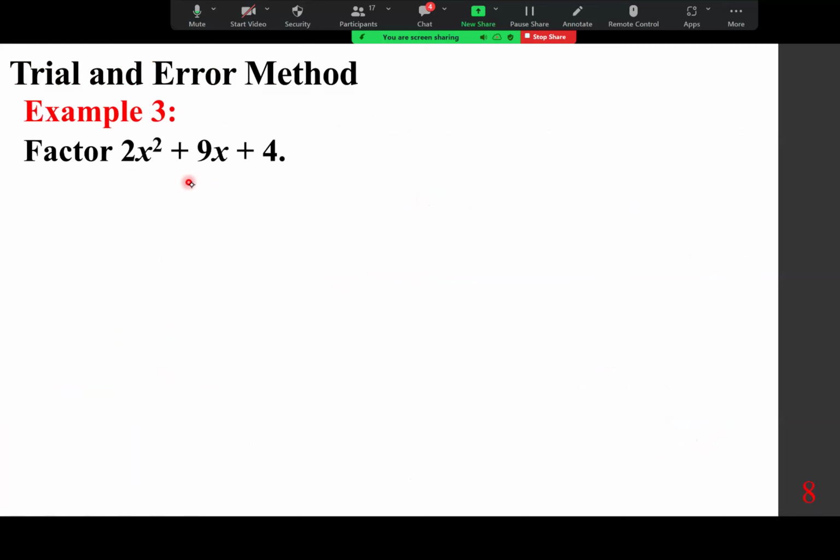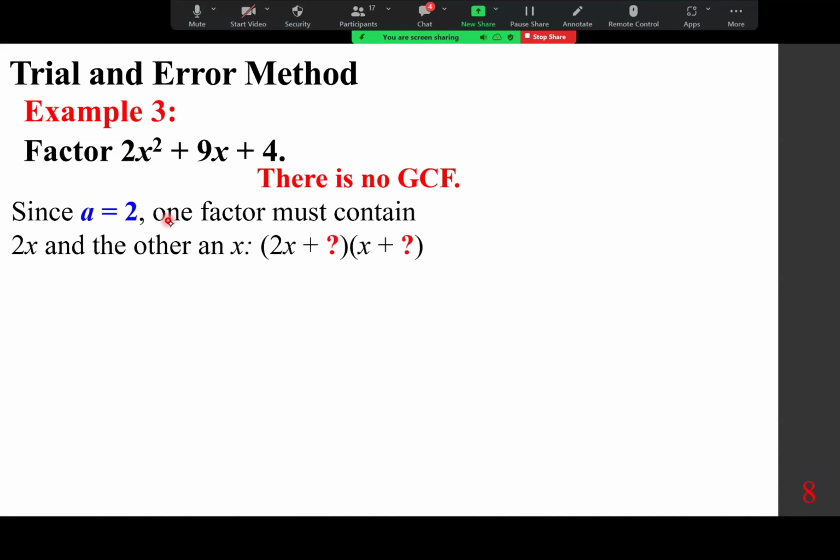All right, we want to factor 2x squared plus 9x plus 4. There are different methods such as trial and error. There is no GCF. There is nothing in common. If there is, the first step is to take out the common factor. A is 2. A is no longer 1. And 2 is a prime number. Therefore, we must have a 1x and 2x. But what goes in there, it depends.